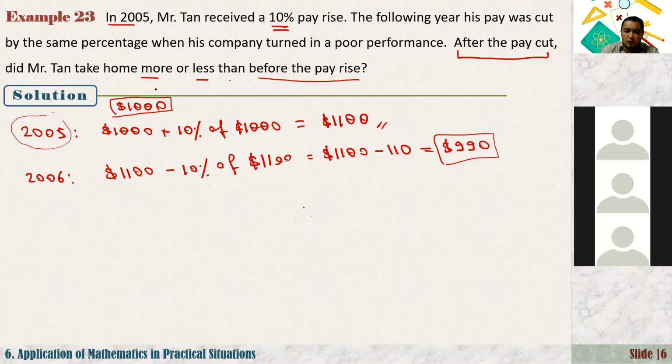So what is the answer? Did Mr. Tan take home more or less than before the pay rise? So Mr. Tan took home less than before the pay rise, right? That is the answer. Mr. Tan took home less than before the pay rise.